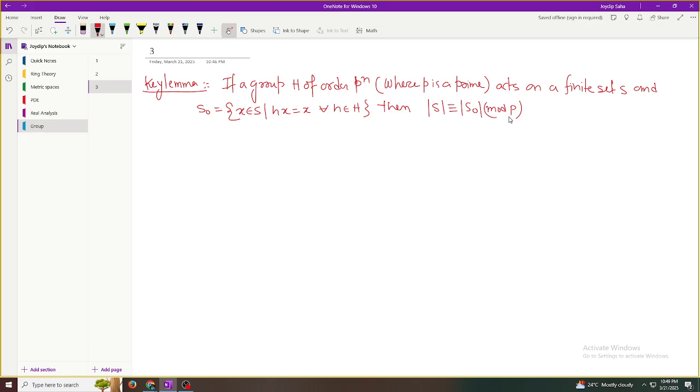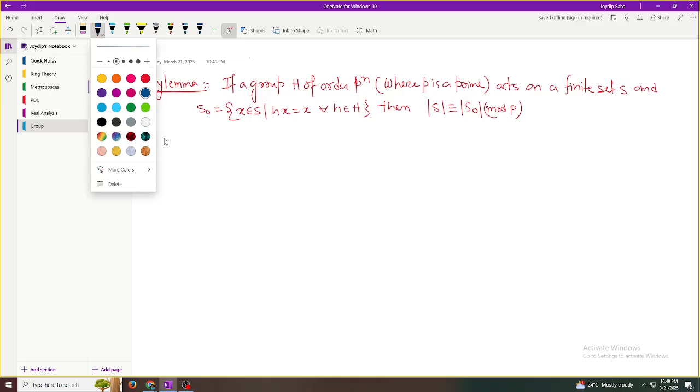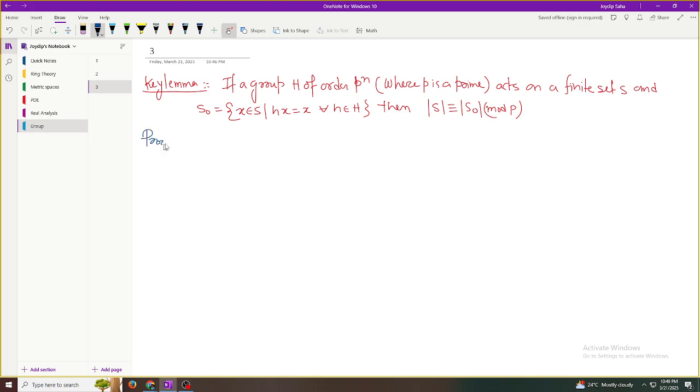So this lemma is very useful. The proof of this lemma is very easy, but this result is very useful. It is quite an easy proof. Now you know that S can be written as the summation of distinct orbits, the orbit of x for x belonging to S, distinct classes.